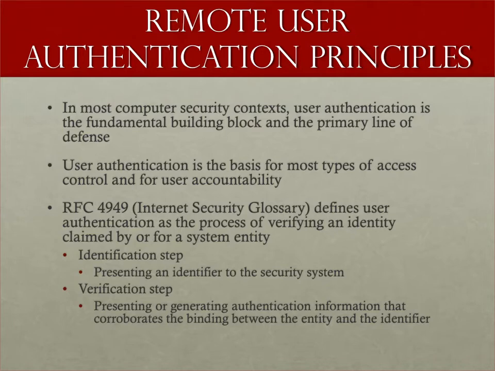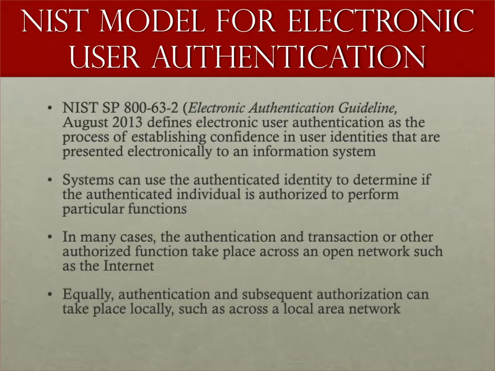Presenting or generating the authentication information that corroborates the binding between the identity and the identifier. This identifier could be done using user ID and password, could be done using a token, as we will see, or tickets, or it can be done in different ways. But this identifier is bound to a specific entity or a specific identity of the person or the device. So this is laid out in this RFC, or in this standard. Okay?